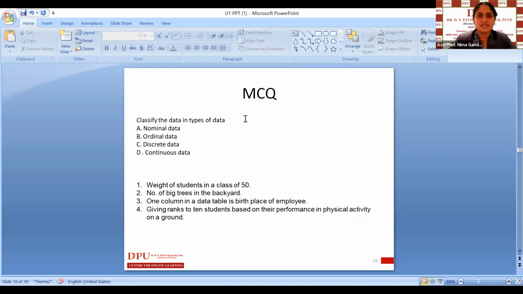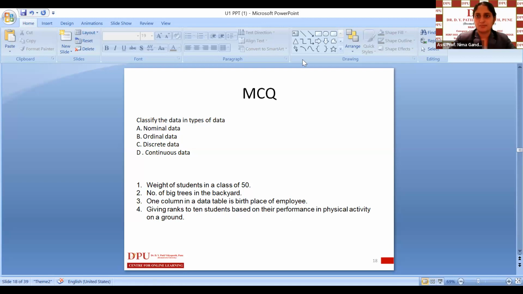The weight of the student in the class is 50. What type of data is it? Continuous data, you are measuring the weight. Number of big trees in the backyard. Discrete data, you are counting. One column in a data table is birthplace of employee. What type of data is it? Nominal data, correct.